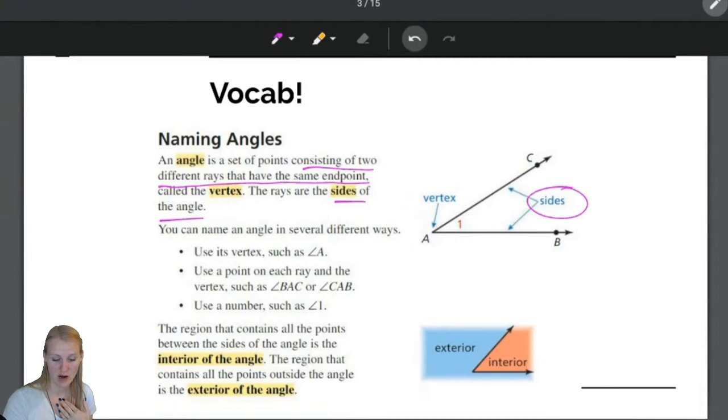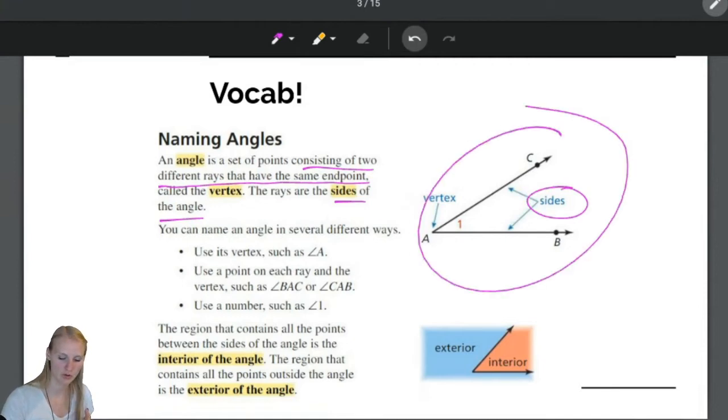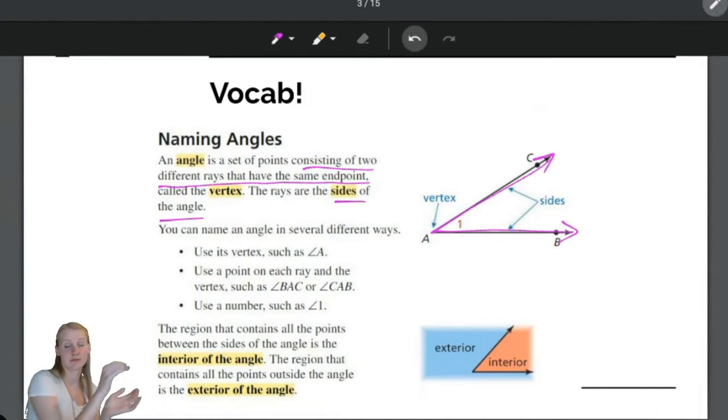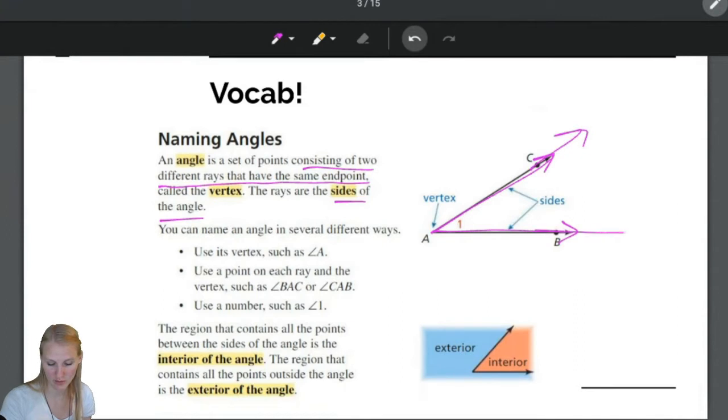So you can see here, and please do put this picture in your notes because it tells you what a vertex is, it shows you what the sides are, and it illustrates very well that this is a ray. You can tell by that arrow on the end of either of these lines. An angle goes on forever in both of these directions, because these are rays that make up this angle. Okay, so angles have a vertex and they have two sides.